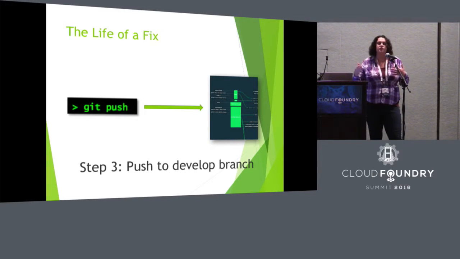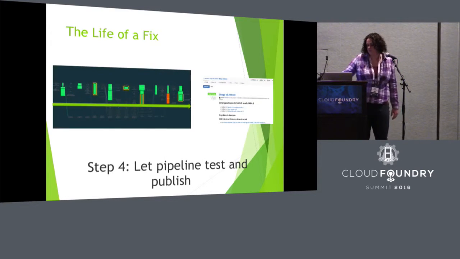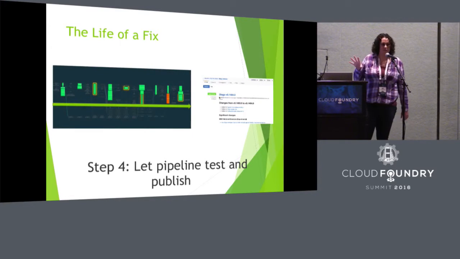They push to the develop branch of Diego release, and from there it gets automatically picked up by our CI pipeline. And the devs just walk away at that point. Assuming everything went fine with their change, they just go on and start the next bug or story. In the meantime, the pipeline starts up.